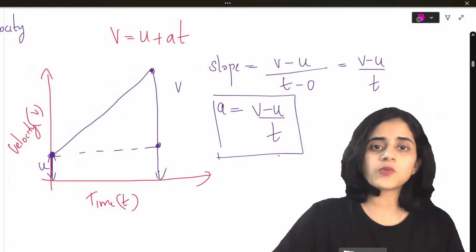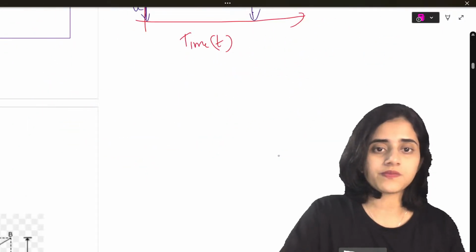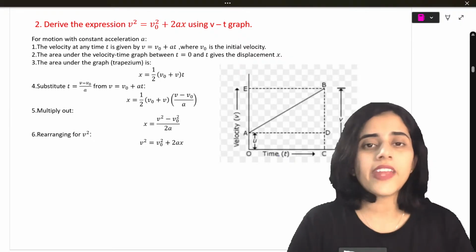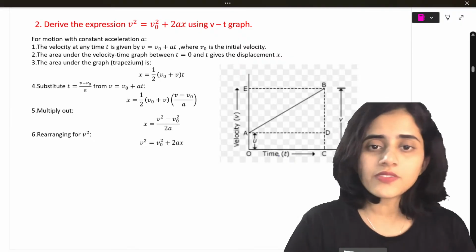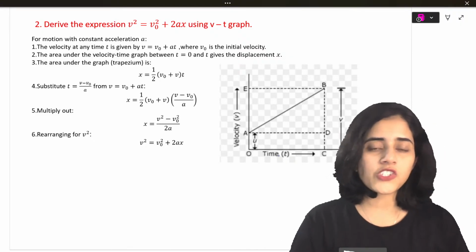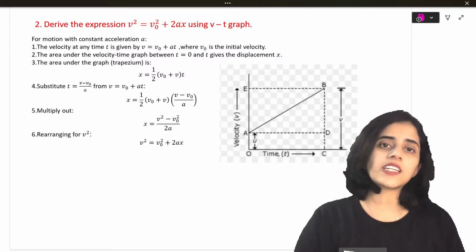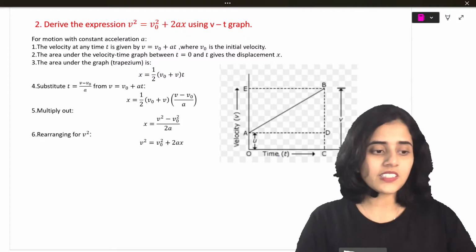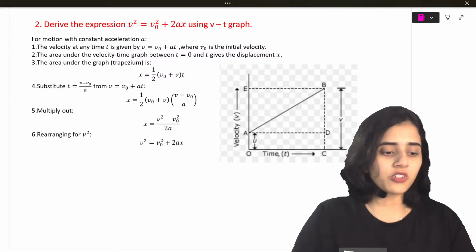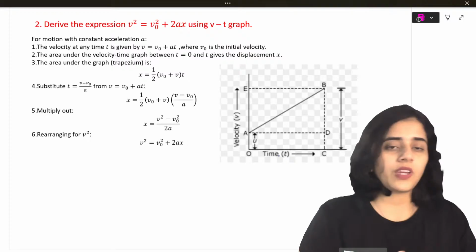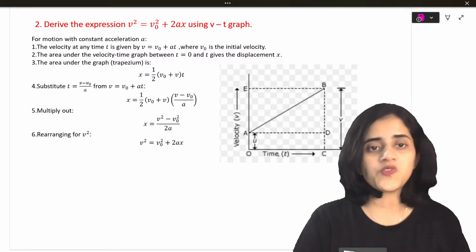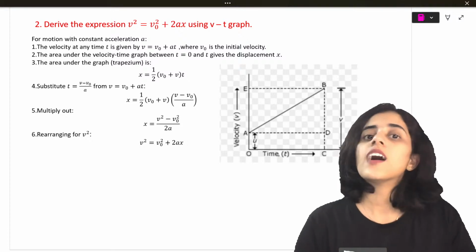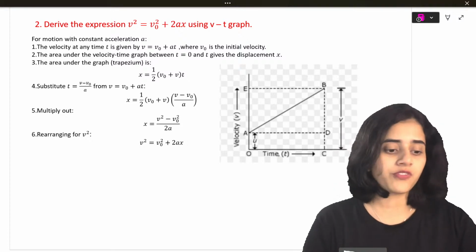Okay. Now let's move on to the next question. What is the next question? Next question is, derive the expression V square is equal to V naught square plus 2ax using a velocity time graph.